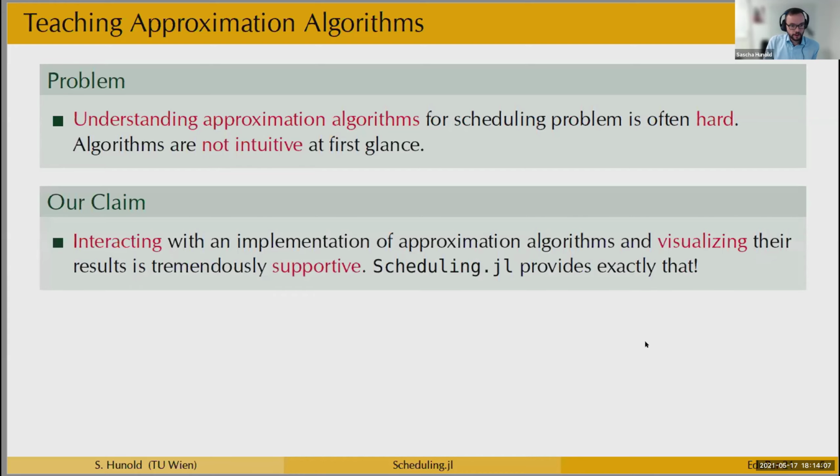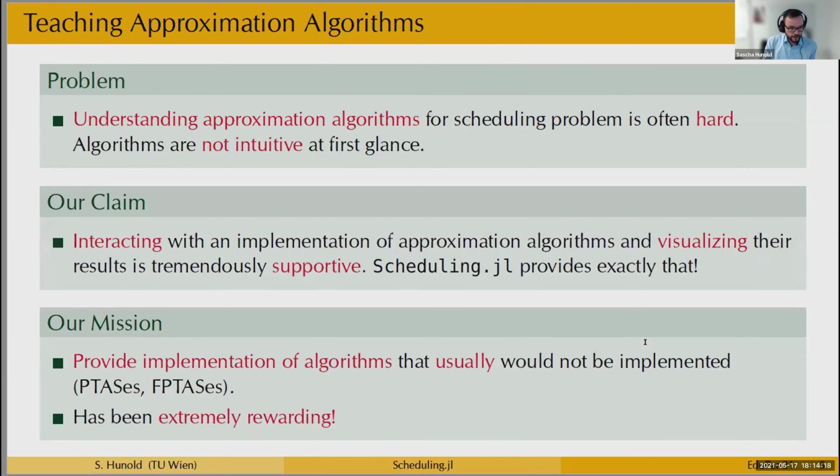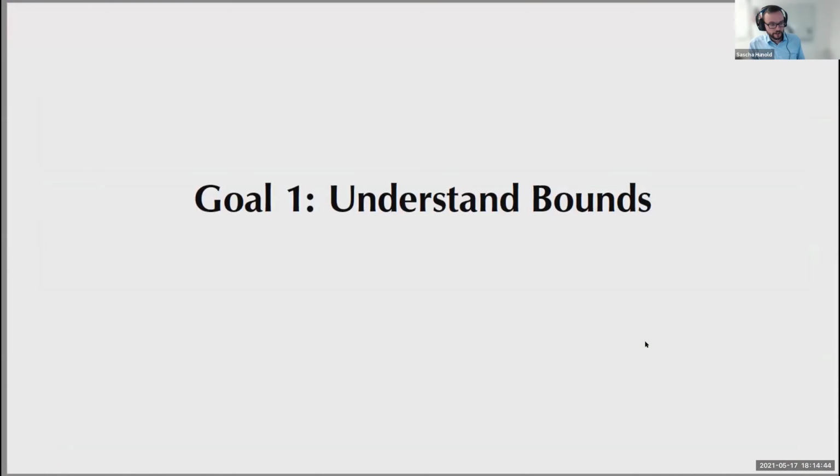So the claim is, what really helps to understand them is when you interact with these approximation algorithms and visualize their results. And this Scheduling.jl package provides exactly that. What's somehow new, what I have not seen that much, is that it provides implementations that usually would not be implemented: several PTASes, FPTASes, and things like this that theoreticians don't care about implementing, and practitioners also don't care about. But in order to understand the theory better, implementing them helps a lot and has been extremely rewarding to the students and to me. So let's just look into this.